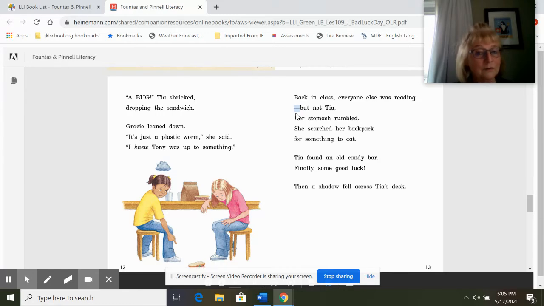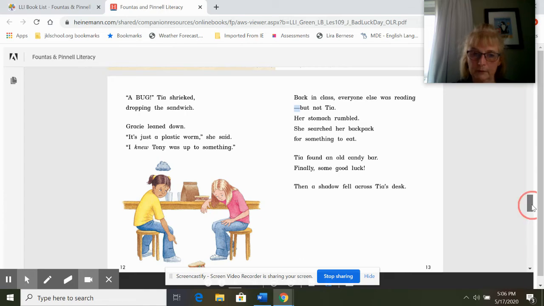A big pause. Yup, that big dash means the idea has changed from the first part of the sentence to the second part. What's going on in the first part of the sentence? Everyone is reading. What happens in the next part? Not Tia. There's a change. So we put that all together and we make sure we pause there. Back in the class, everyone else was reading, but not Tia. Man, she is having a very tough day.